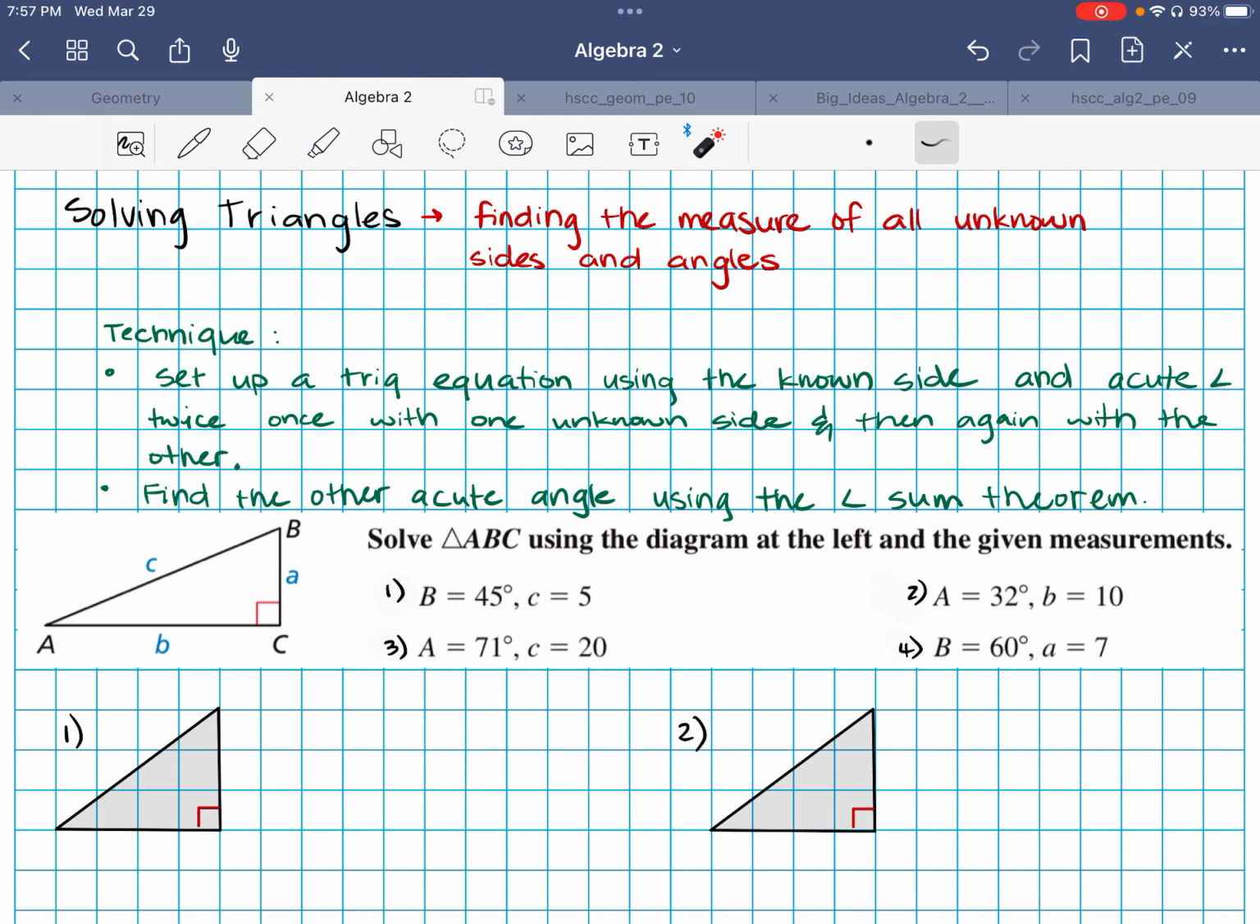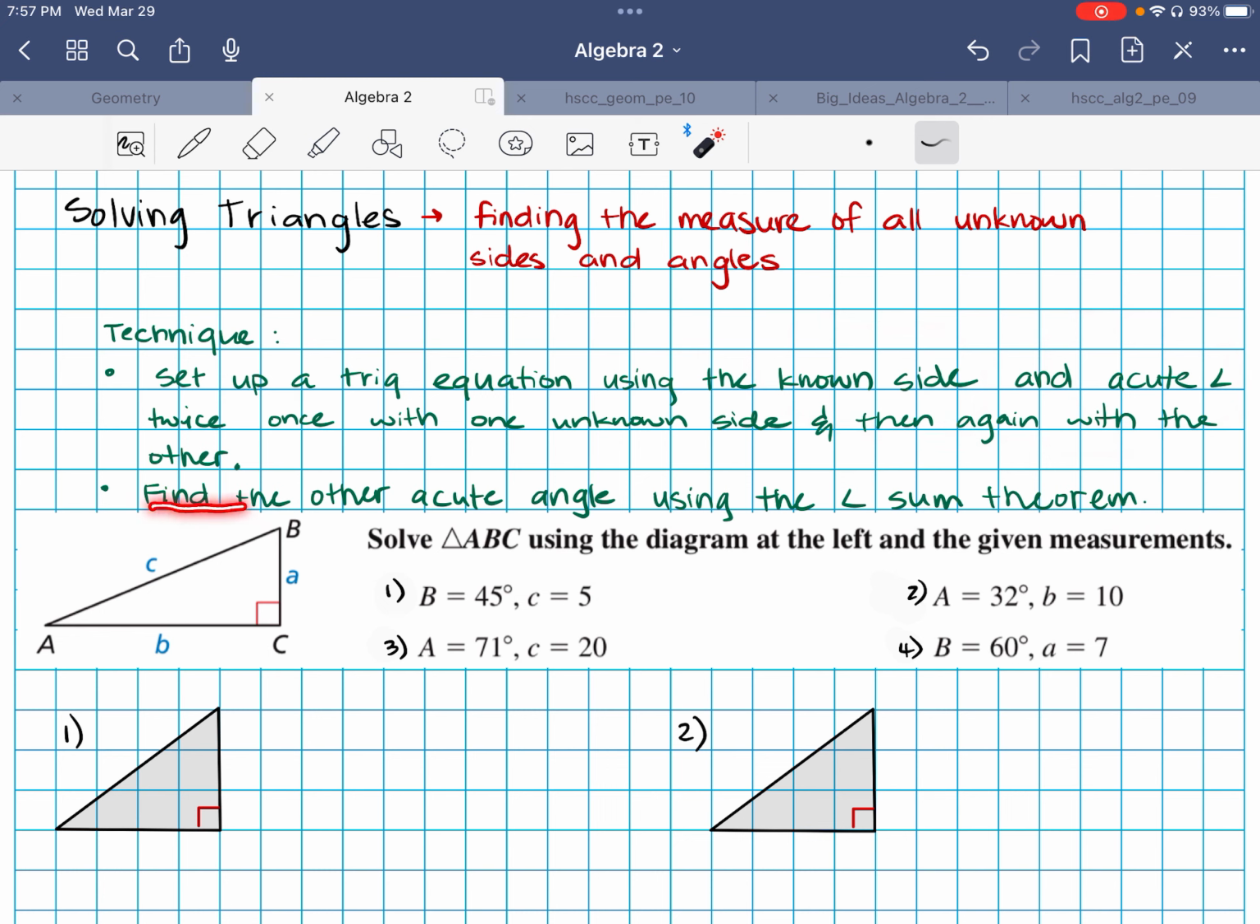The first thing you're going to do is you're going to set up a trig equation, using the known side that they give you and the acute angle they give you. Now you're going to do this twice. The first time you're going to do it with one of the unknown sides. So you're going to use the known side and the acute angle and one of the unknown sides. Then you're going to set it up a second time. So you're going to do it again with the known side, the acute angle, and the other unknown side.